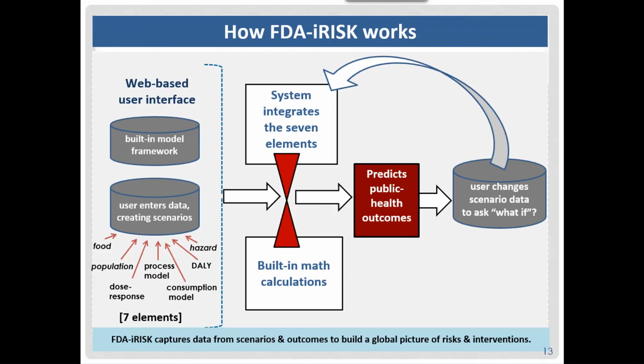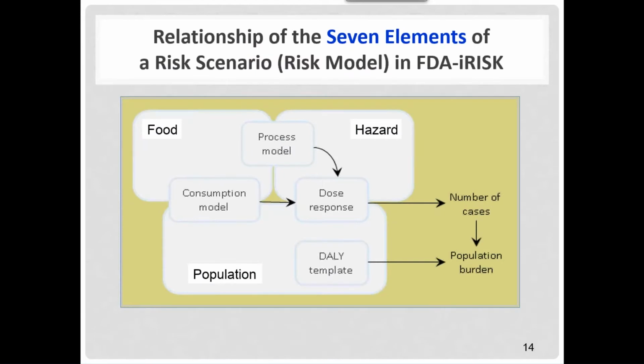Now, a little bit more background. To create a risk scenario, the user needs to provide data and information for 7 elements, which are the food, the hazard, the population of interest, process model, consumption, dose response, and a daily template. By process, we mean food production, processing, and handling practices. And DALY stands for Disability Adjusted Life Years. It's a common health metric useful to compare illnesses with different severity.